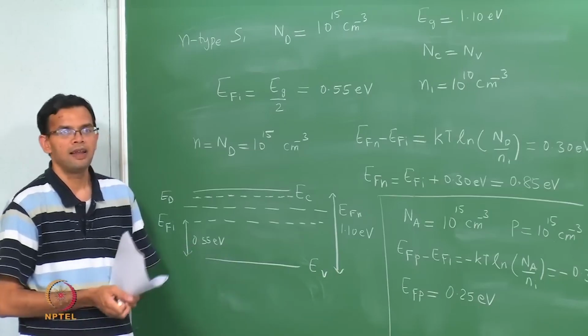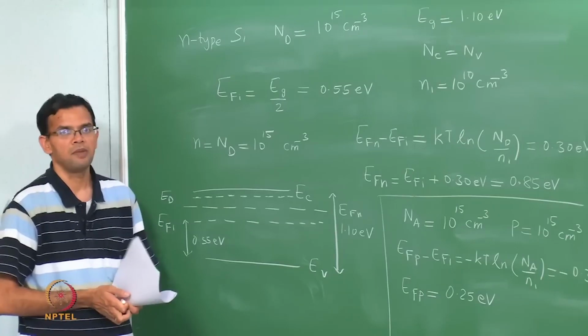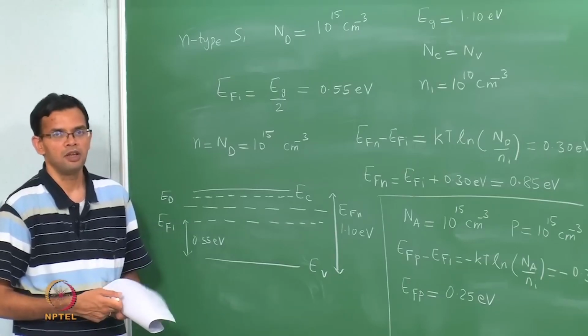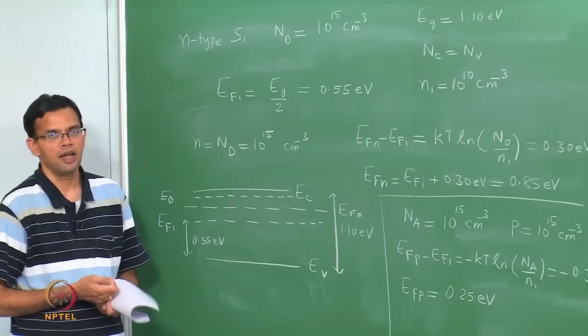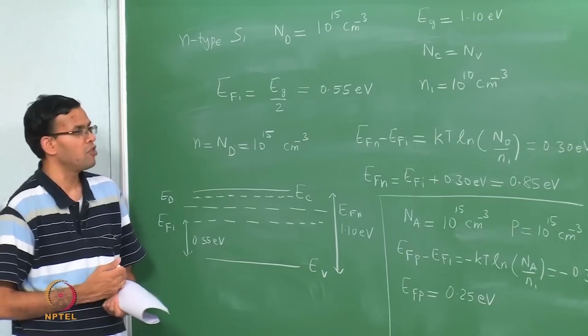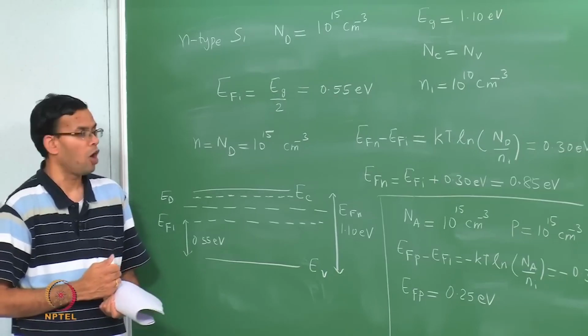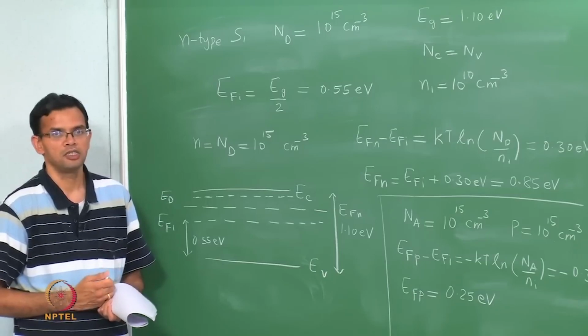So, all these calculations that you have done so far are for an extrinsic semiconductor at room temperature, where all the dopants are ionized, whether they be donors or acceptors. So, the next thing we are going to do is to look at how the carrier concentration changes with temperature.